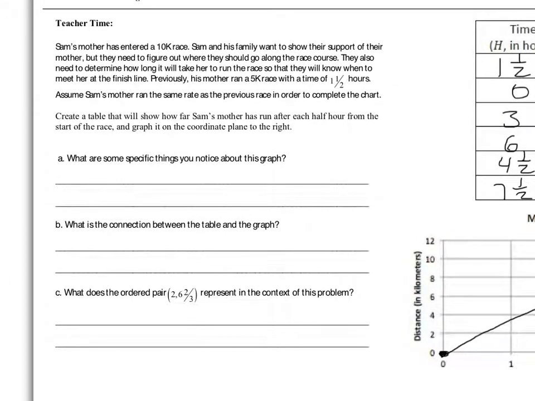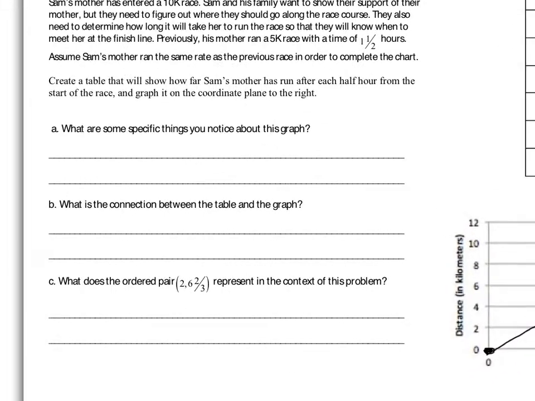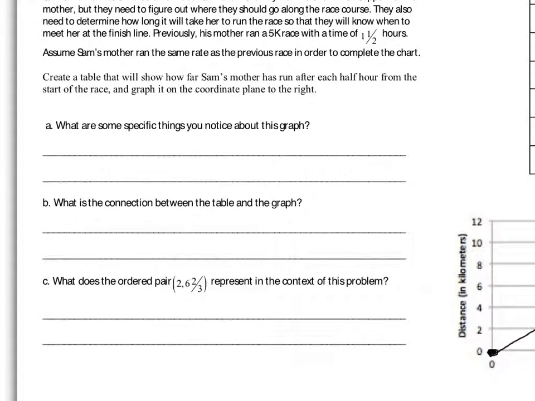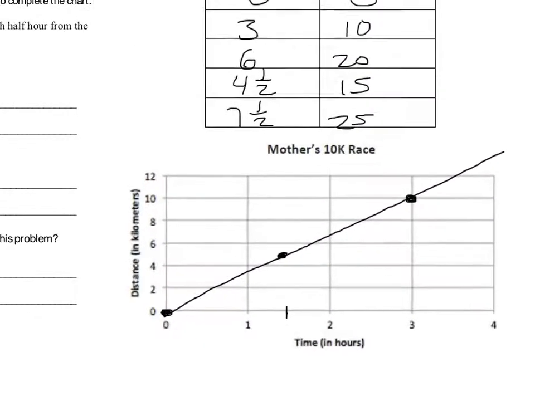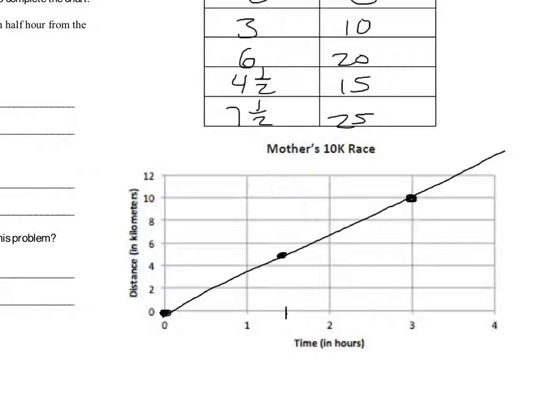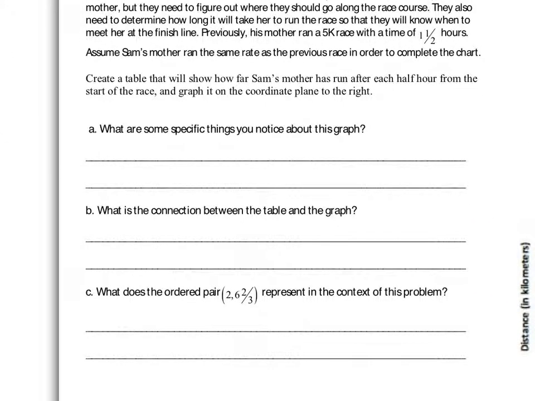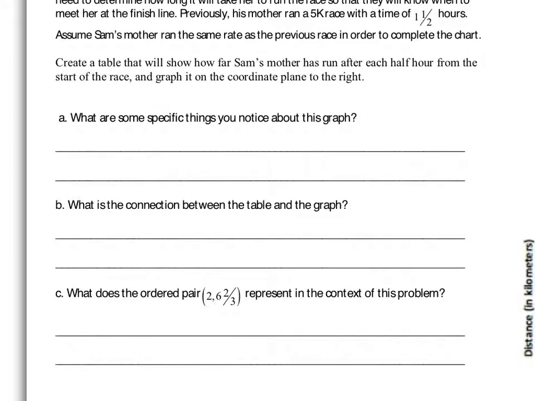Alright, so create the table, see how far they've run after specific time. So what are some of the specific things we notice about the graph? There are two specific things that if we think back to the lesson before about graphing proportional relationships, we should be thinking about. Have those two things in your mind. So what you should have in your mind right now is that you notice that it starts at 0, 0. And it graphs a straight line.